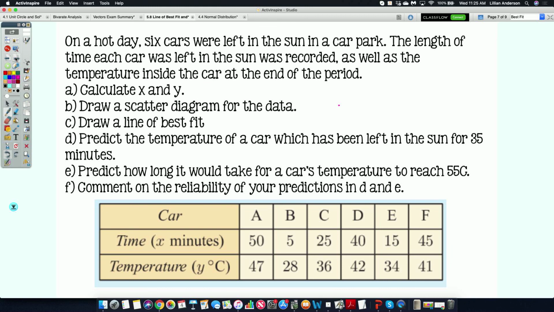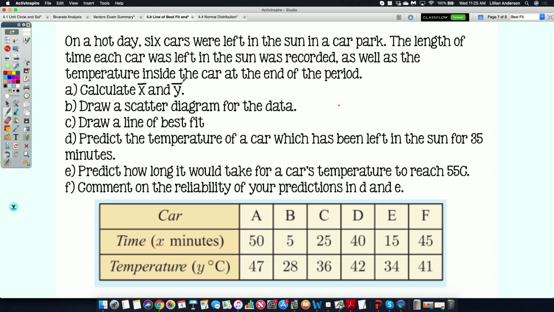On a hot day, 6 cars were left in the sun in a car park. The length of time each car was left in the sun was recorded, as well as the temperature inside the car at the end of the period, A, B, C, D, E, and F. We have to calculate, write this in, x bar and y bar. What do those mean? Mean. The mean. I need to find my mean time and my mean temperature.